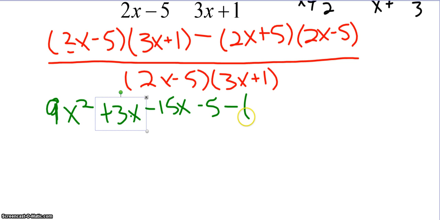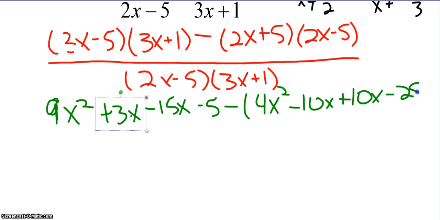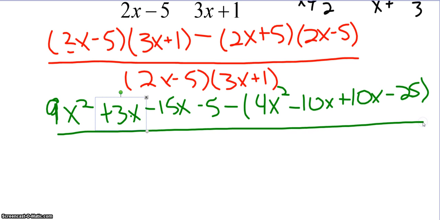So 2x times 2x gives me 4x squared. 2x times negative 5 gives me negative 10x. 5 times 2x gives me a positive 10x. And a positive 5 times negative 5 gives me a negative 25. And this is all over 2x minus 5 times 3x plus 1.